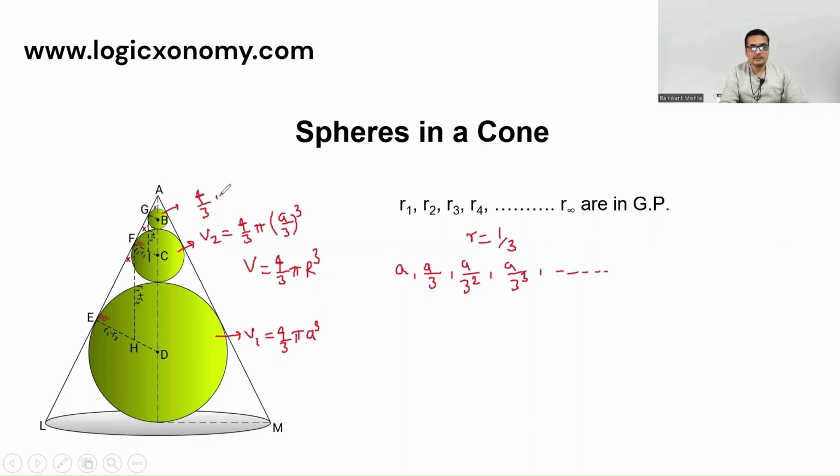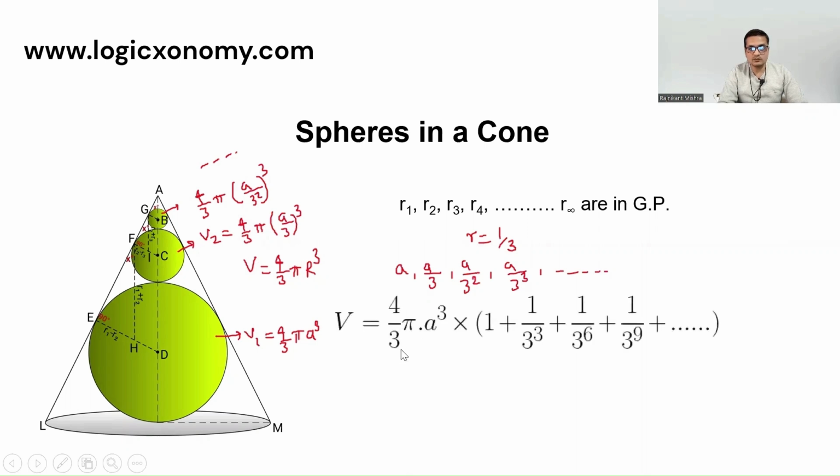4 by 3 pi A by 3 square cube, and so on. Now add all these volumes. V is equal to 4 by 3 pi A cube common into 1 plus 1 by 3 cube plus 1 by 3 to power 6 plus 1 by 3 to power 9, and so on.